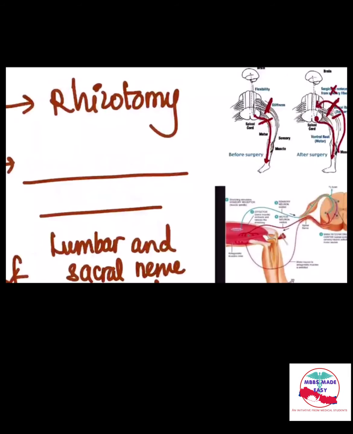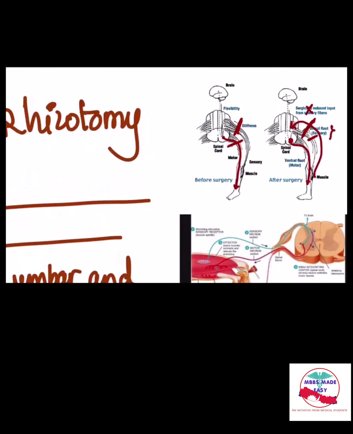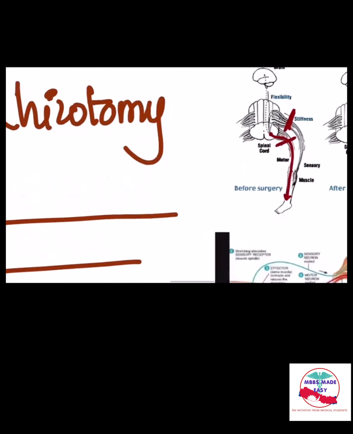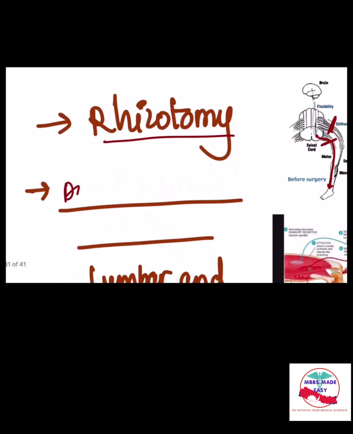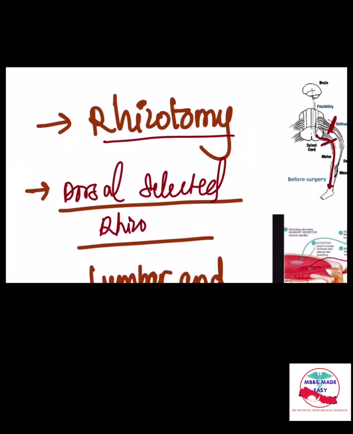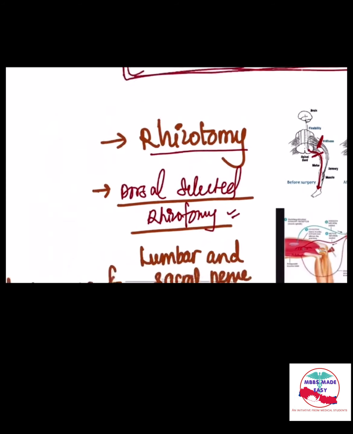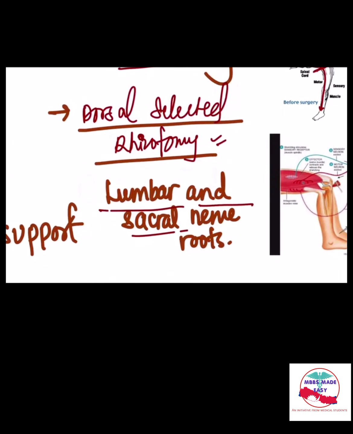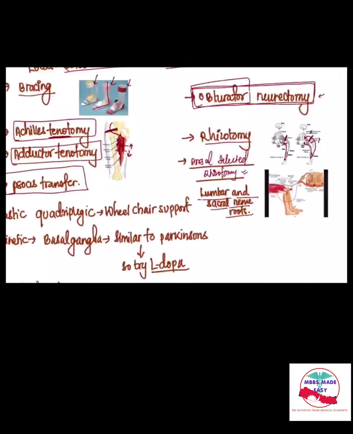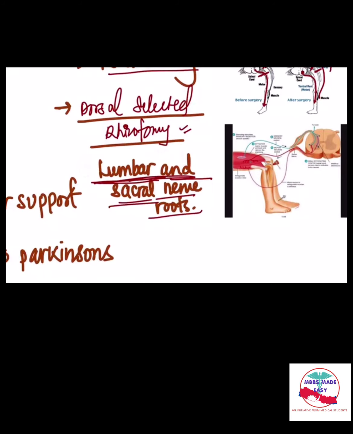And this process of cutting the dorsal root is called rhizotomy, and this procedure is especially called selective dorsal rhizotomy, and it is a final procedure, the last resort procedure that is done to treat the adductor spasm, and it is done at the level of lumbar and sacral nerve roots, right? Because it is the lumbar and the sacral nerve root from which the obturator nerve arises.